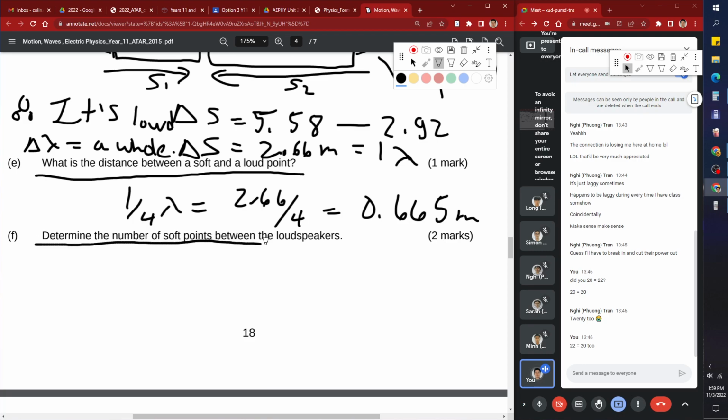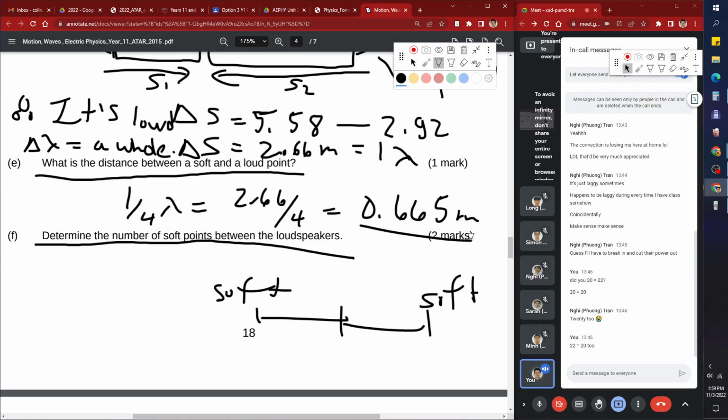Determine the number of soft points between the loudspeakers. Okay, well, that means if we have a soft point, and then we have a loud point, right? And then we have a soft point.